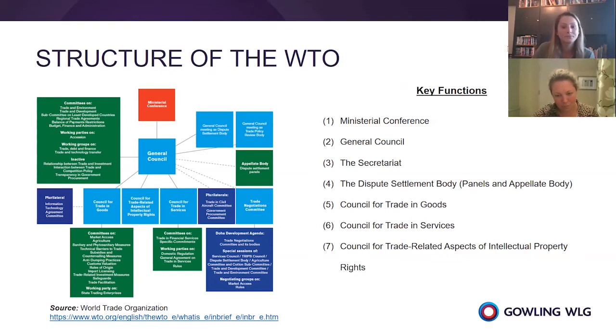Finally, each of the high-level councils has subsidiary bodies, which all consist of member countries. These deal with specialist subjects such as market access, agriculture, safeguard, and rules of origin, amongst others. And as you can see on the screen in more detail, there is a high-level structure chart from the WTO's website.